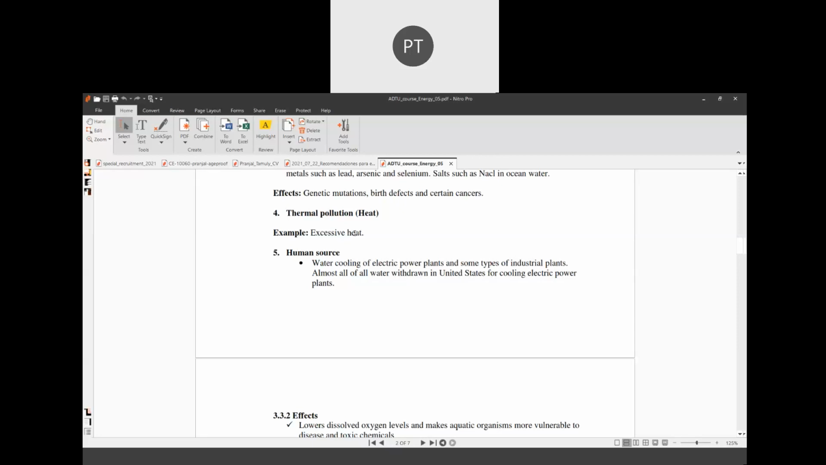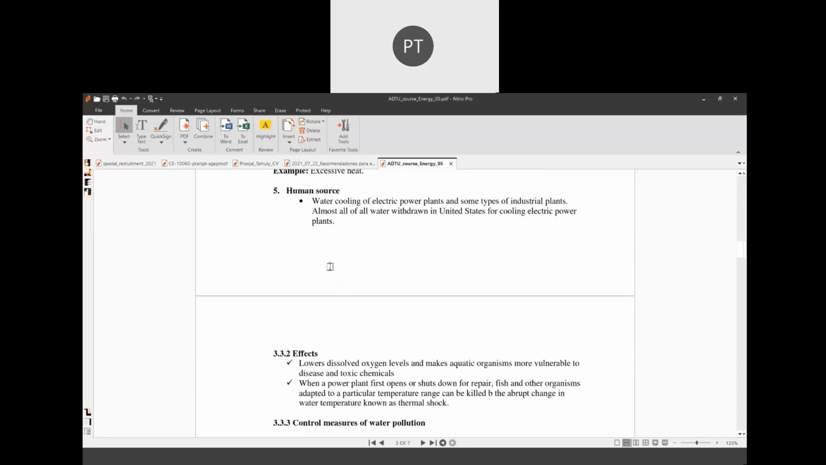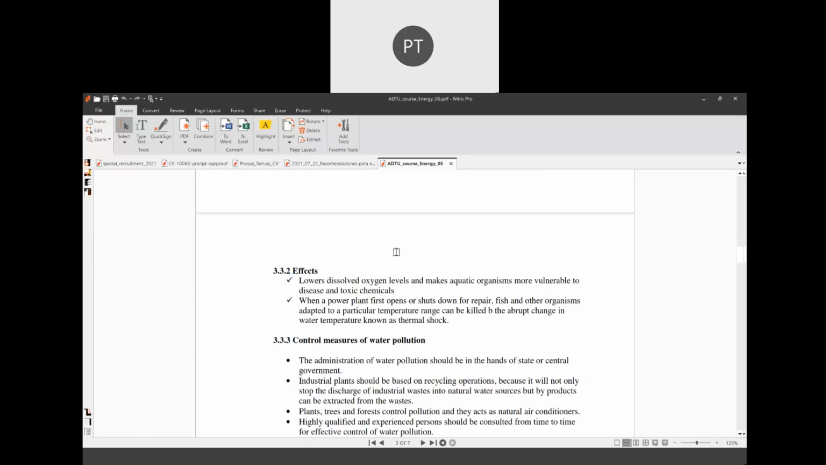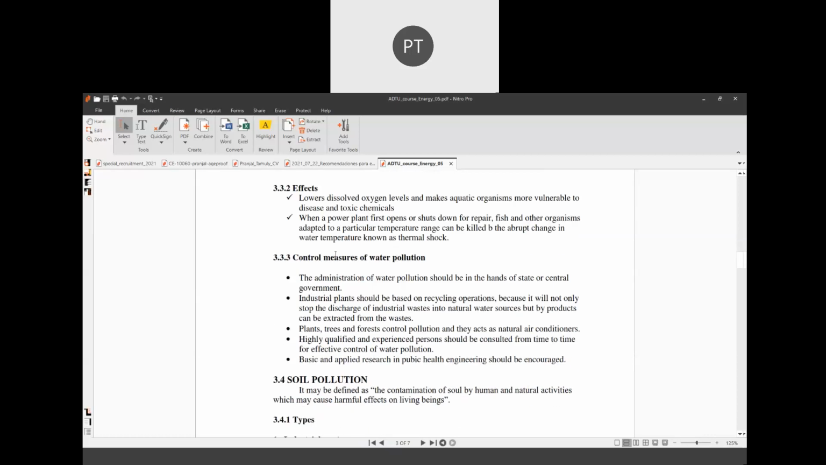Another type is called human source: water cooling of electric power plants and some types of industrial plants, with all the water withdrawn in cities for cooling electric power plants. I have already discussed these. So what are the effects of this water pollution? Lower dissolved oxygen levels make aquatic organisms more vulnerable to disease and toxic chemicals. Due to this pollution, the oxygen holding capacity of water reduces, which causes adverse effects to aquatic organisms and also produces lots of diseases in them.